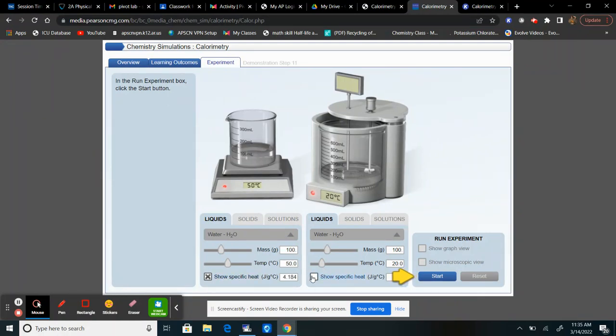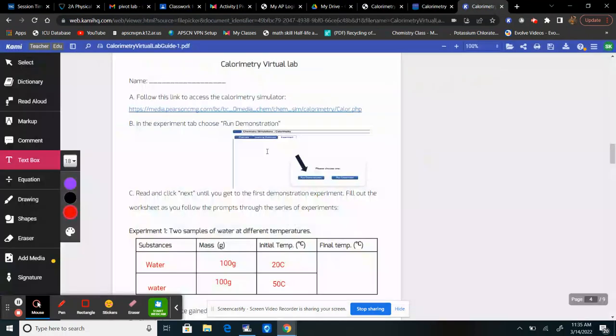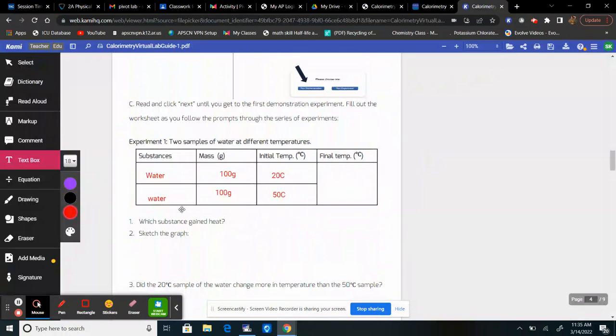Go ahead and click the show specific heat here at the bottom. That way you can see what they are, and that will come in handy later on when you do your calculations. Also, make sure to record everything you do here. So we have our 2 samples of water. Both are at 100 grams and are at 2 different temperatures.